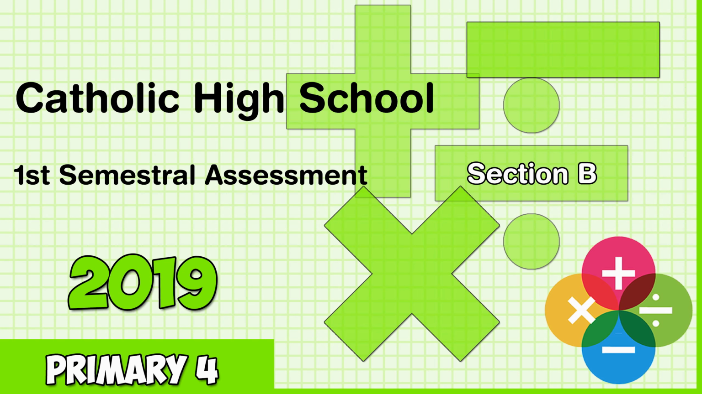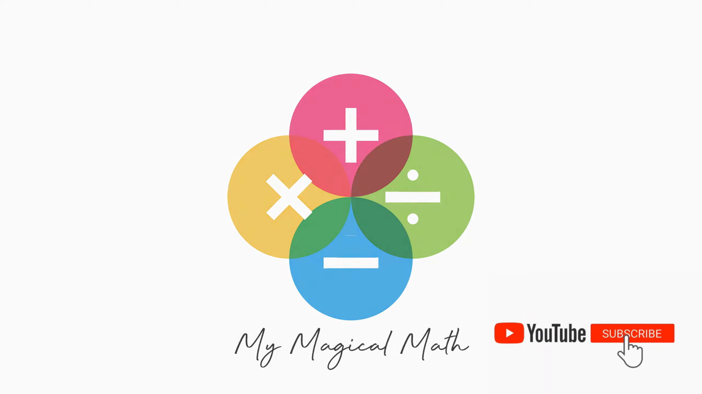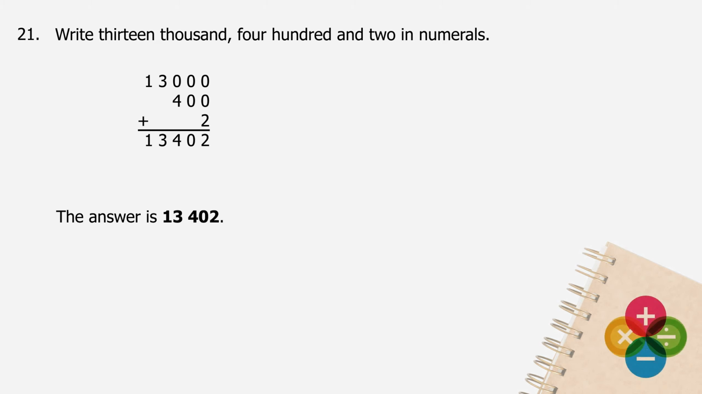Catholic High School, First Semestral Assessment 2019, Primary 4 Mathematics, Section B. Question 20. Write 13,402 in numerals. 13,402 in numerals will be 1, 3, 4, 0, 2.